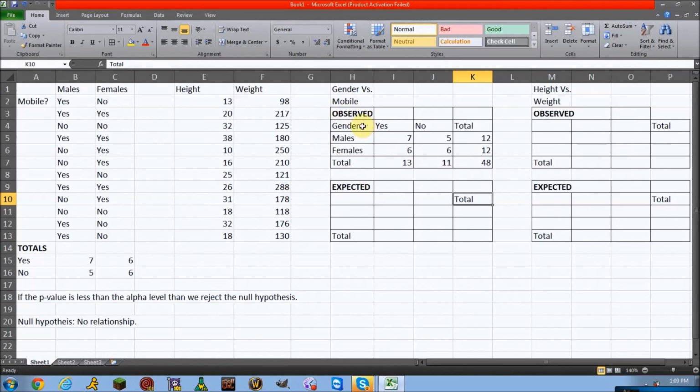So now we have our observed values. This is our observed values table. Now what we need to do is find our expected values. So what I'm going to do, I'm just going to copy this data into here. And I'm going to erase my data values for yes and no.